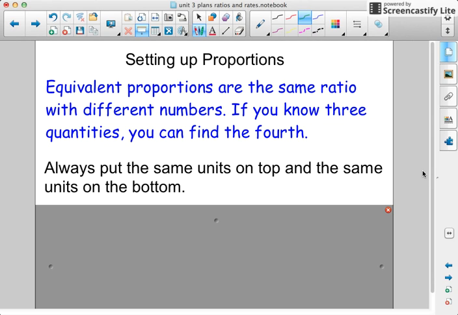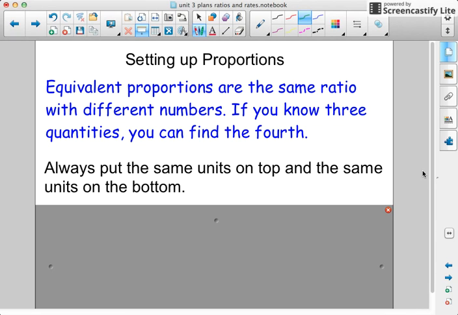So I find one of the easiest ways to solve ratio or rate problems is to set up a proportion. Equivalent proportions are the same ratio with different numbers. If you know 3 quantities, you can find the 4th by setting up a proportion.